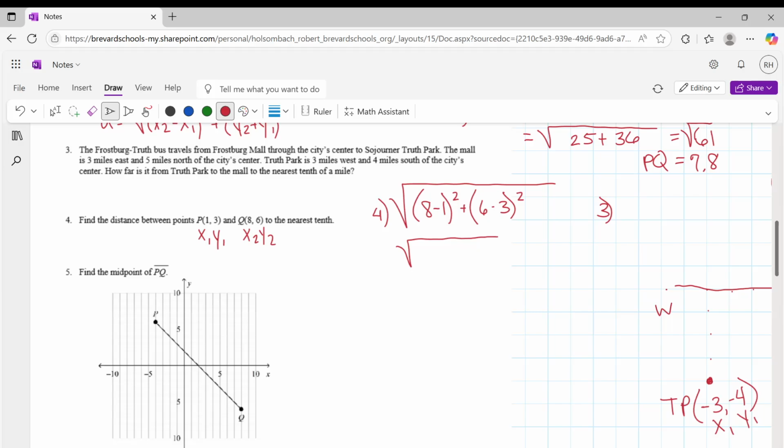And what's 8 minus 1? What's 7 squared? 49 plus 6 minus 3. 3 squared is 9. We've got the square root of 49 plus 9, which is the square root of 58. To the nearest tenth, just push the square root button. Very good. 7.6.